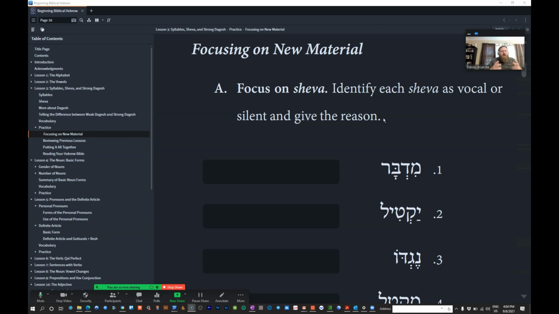So when there's a shortcut, I want to give you a shortcut with the caveat that a shortcut won't cover every situation. I recently posted a video with some flowcharts going through how to identify whether a Shava is vocal or silent and how to identify whether a Dagesh is weak or strong. And in those videos, I actually go through a couple of the exercises here, illustrating some tricky situations.